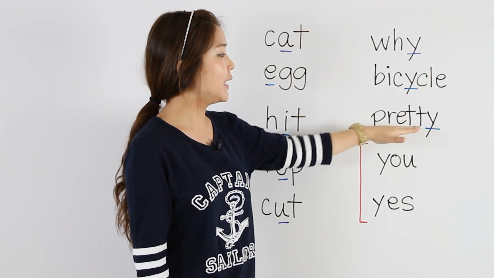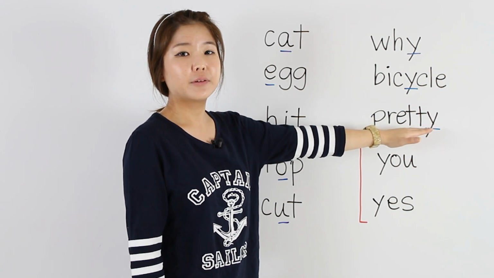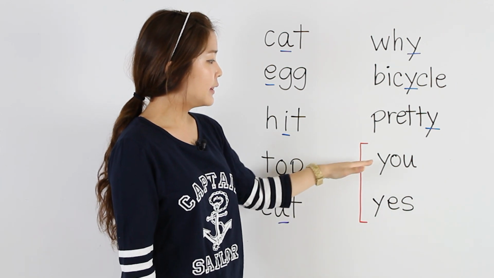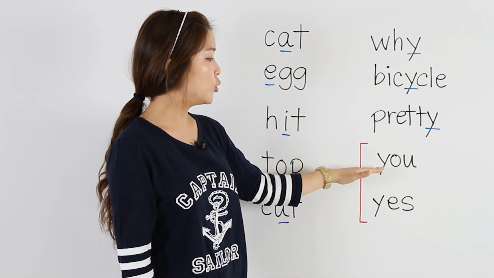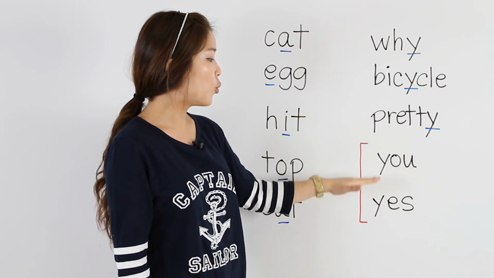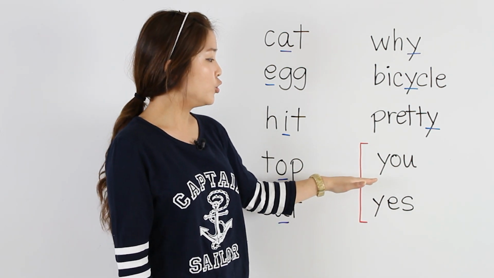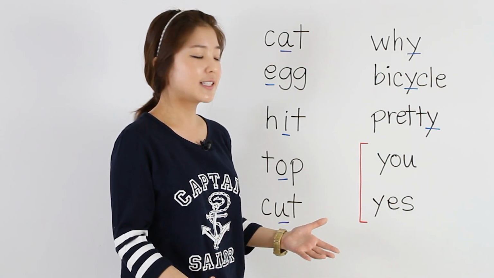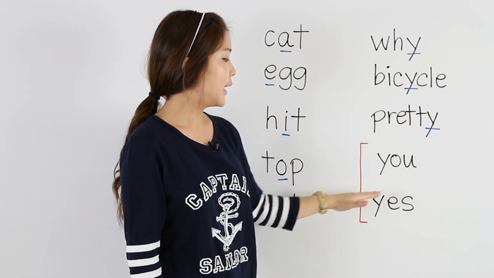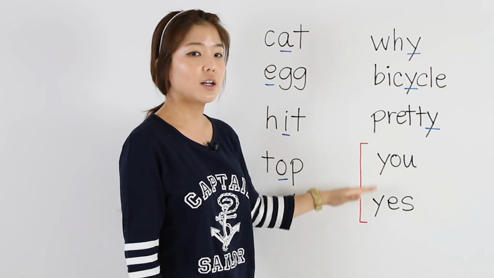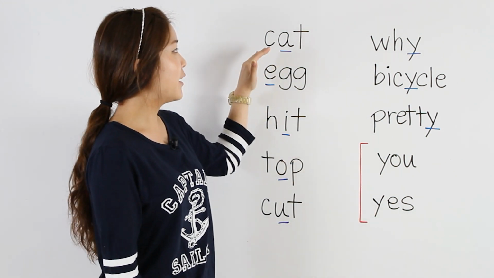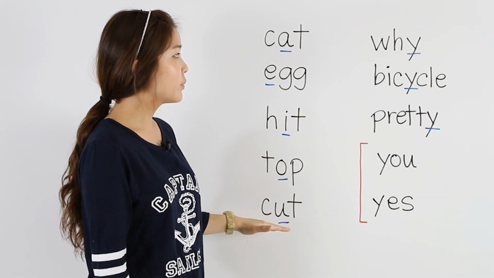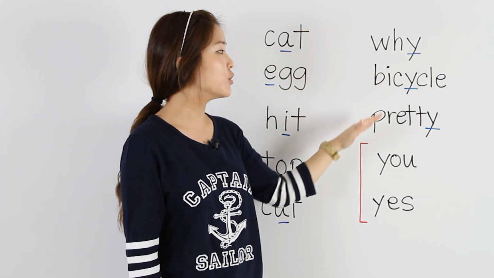Pretty, pretty. Y sounds like E. Okay, pretty. So it's a vowel. Now, in the last two words, you and yes, the letter Y is a consonant. Usually, if Y comes at the beginning of a word, or if it makes a Y sound, for example, you, yes, it is a consonant. Okay, so again, 5 main vowels, A, E, I, O, U, and Y, the special vowel.